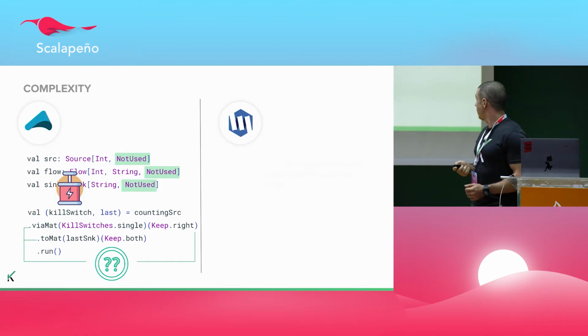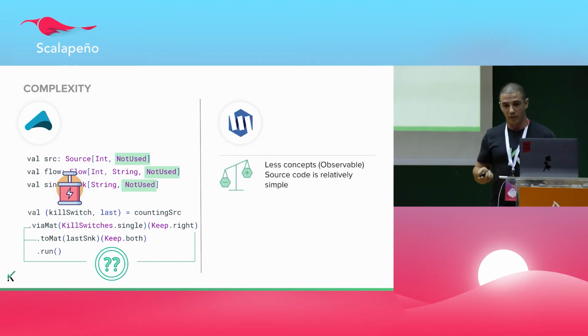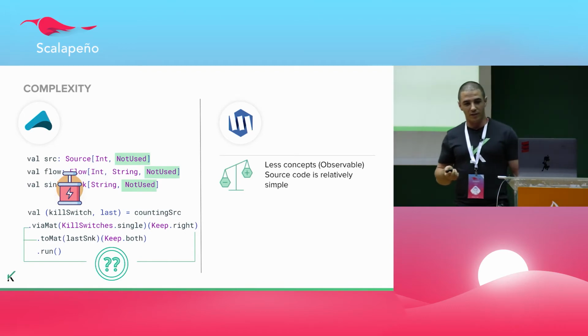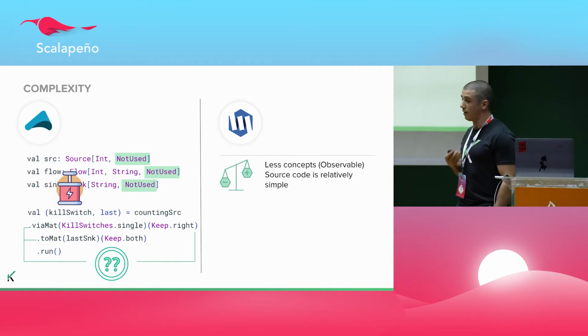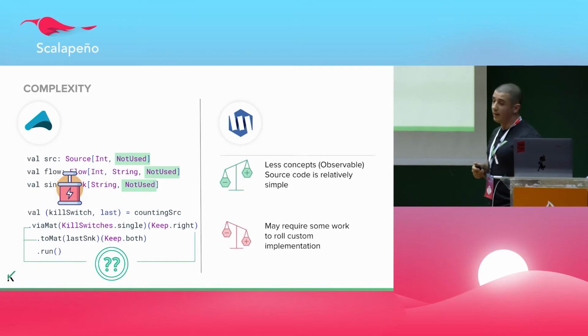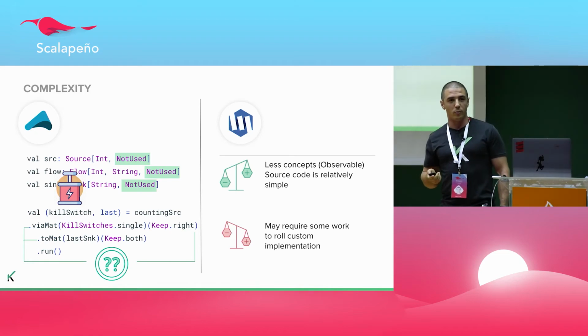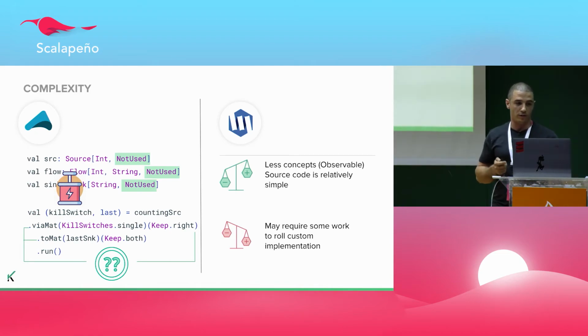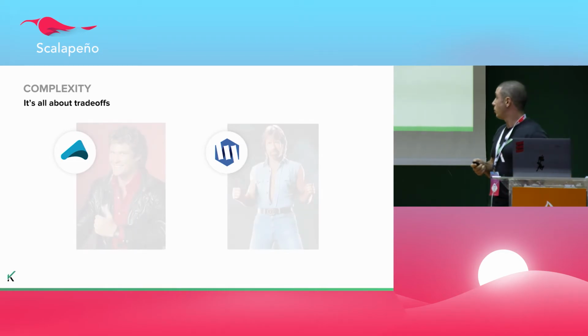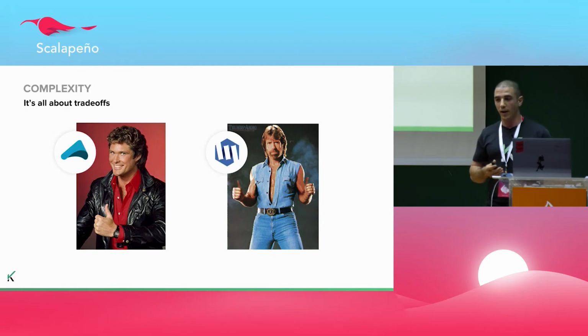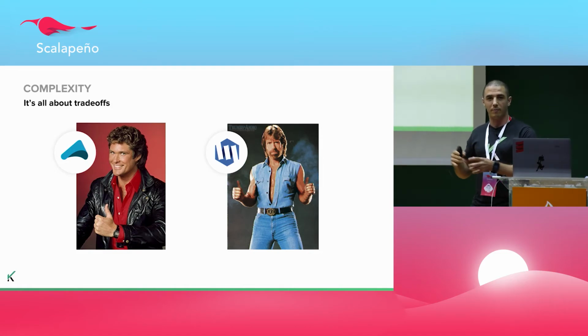Monix, on the other hand, has a lot fewer concepts to deal with. And also the source code was relatively easy to look at. So if you don't understand something, it's really easy to just look at the source code, at least in my opinion. The downside is that it may require us to roll out our own custom implementations for stuff like a kill switch, for example. So it's basically all about trade-offs regarding complexity. Do we prefer the Akka Streams way, of having our overall stream more complex, or do we prefer to have our overall stream look nicer, but at some point it may be even more complex because we have to roll our own implementation?